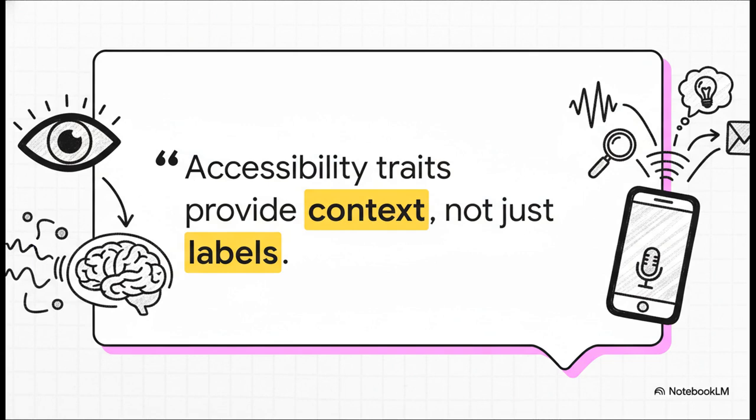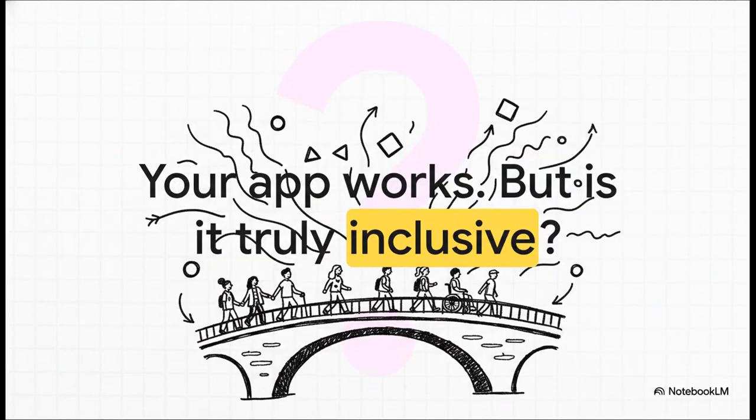If you take away just one thing today, please let it be this. Accessibility traits are not just about reading a label out loud. They are about providing the meaning, the context behind what you see on the screen. And that really leads to the big question you should be asking yourself. Your app might work just fine for you, but does it work for everyone? When you use traits correctly, you're not just adding a feature. You're building a bridge, and you're inviting everybody in. It's a small bit of code that makes a world of difference.